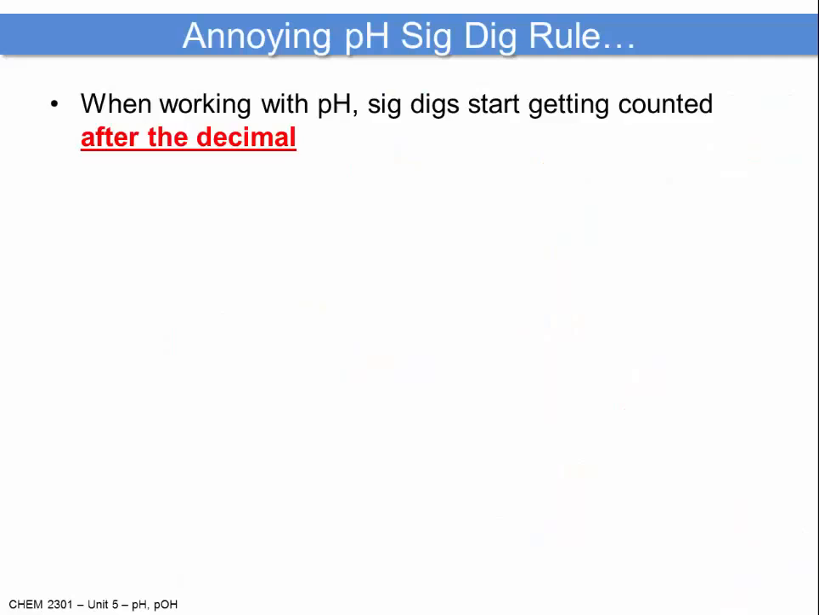Okay, another thing we need to remember, and as I have in the title here, it's kind of an annoying pH sig dig rule because it differs from all the other sig digs that we have looked at previously. When working with pH, sig digs start getting counted after the decimal. This is going back to the logarithmic scale. It throws a little twist into things, and so let's look at a couple examples.